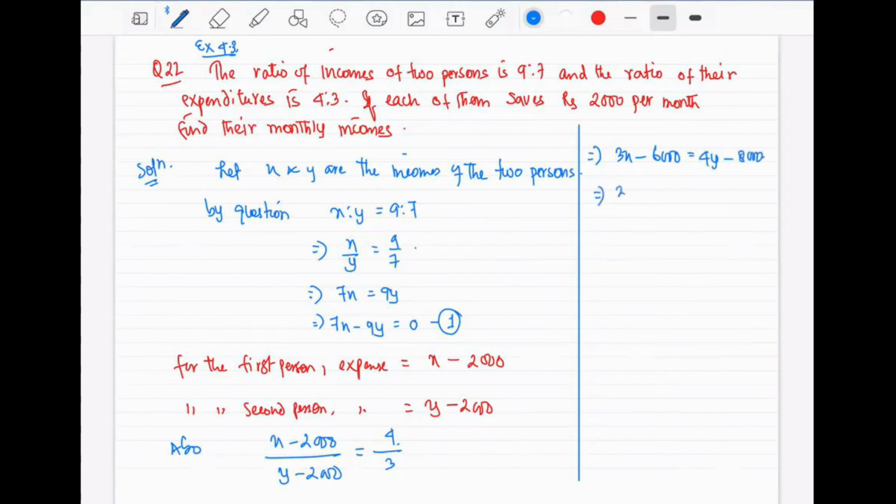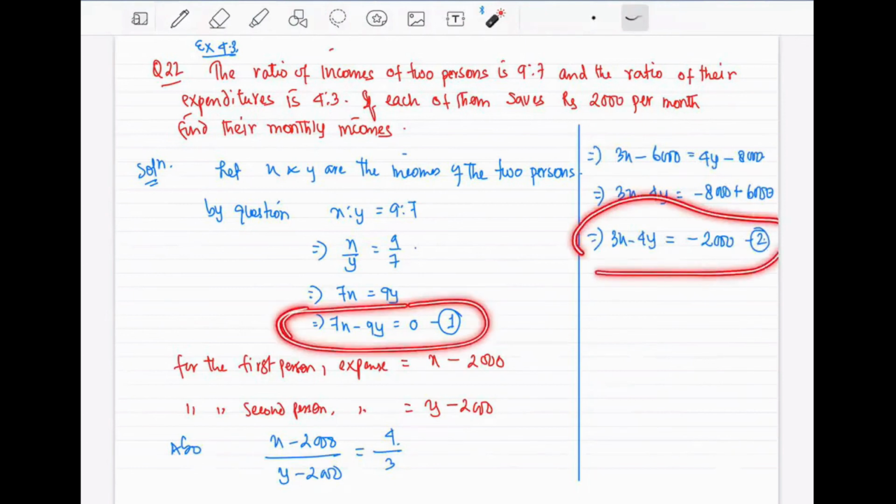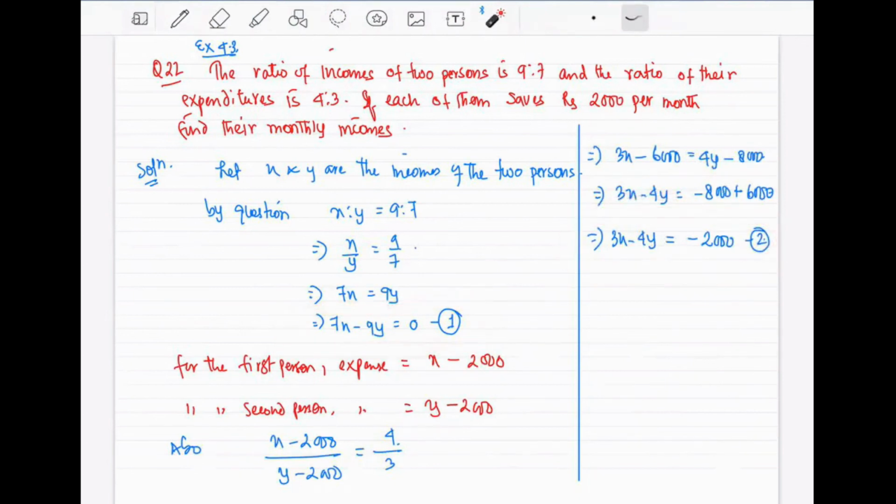I'm bringing the variables on the left hand side and the constant values on the right hand side. Just do a minor changing of signs, right? So 3x minus 4y is equal to, if I subtract these two, what am I supposed to get? I'm supposed to get minus 2000, right? 8000 is larger. So that's it. That's equation number 2. We've got equation number 1 here, equation number 2 here. We will try to solve equations 1 and 2, and then we will be able to obtain the values of x and y. Simple.